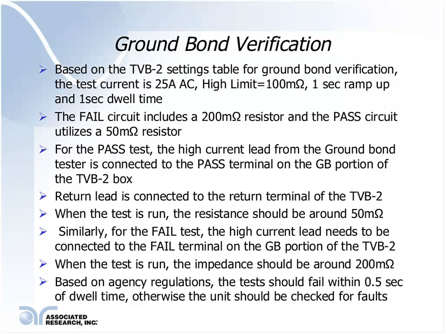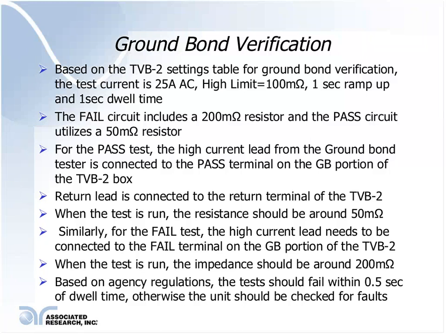So what we're going to do is, as an example, the ground bond test current that we're going to pick will be 25 amps AC. If you refer back to that table, the failed terminal on the ground-bond portion of the box includes a 200 milliohm resistor, and the pass circuit utilizes a 50 milliohm resistor. So the ground-bond unit would then be set for two separate tests, just like the Hipot test, a pass and a fail. The first test is a pass test.